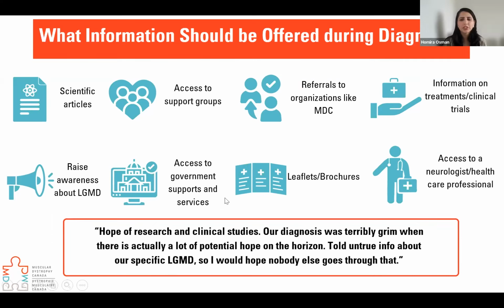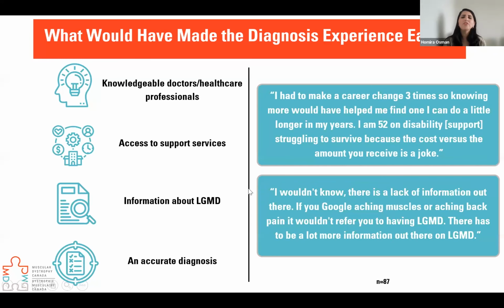And so this individual shared, our diagnosis was terribly grim when there was actually a lot of potential and hope on the horizon, told untrue information about our specific limb-girdle muscular dystrophy. So I would hope that no one else has to go through that. What would have made the diagnostic experience easier? Top answer, having more knowledgeable healthcare professionals, having access to those support services. Again, in line with the previous slide, having accurate information, evidence-based information, up-to-date information, and having an accurate diagnosis.